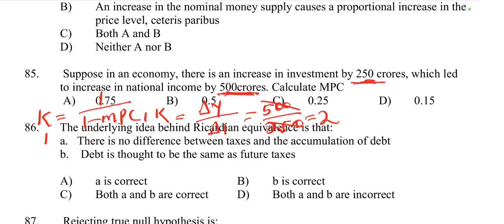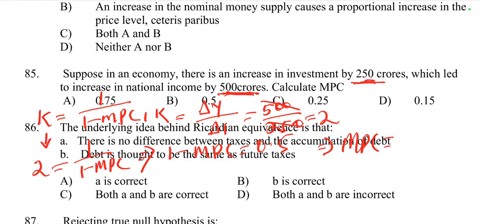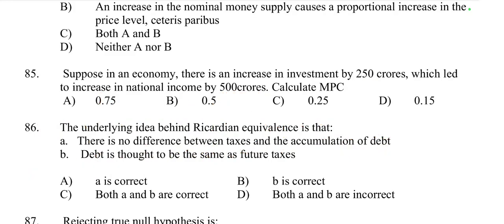So in place of K we replace the value, that is, 2 is equal to 1 by 1 minus MPC. When we simplify this equation, it becomes 1 minus MPC is equal to 0.5. Then MPC is equal to 1 minus 0.5, which is 0.5. So the value of MPC is 0.5. So for 85, the right answer is option B, 0.5.